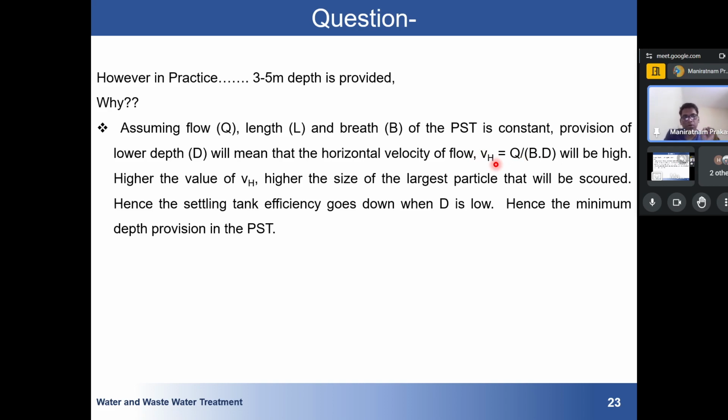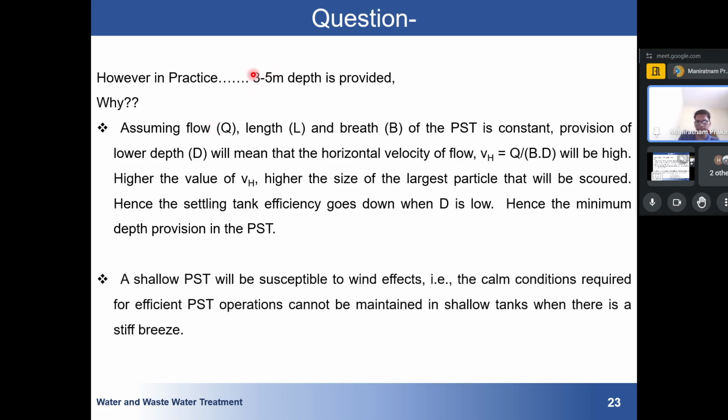Our horizontal velocity should be less than our scouring velocity. If that is not the case, what will happen? All the settled particles will move away from our settling zone. Hence, the higher the value of VH, the higher the size of particle that will be scoured. Hence, the settling tank efficiency goes down when D is low. Hence, there should be some minimum depth, and that is kept at 3 meter.